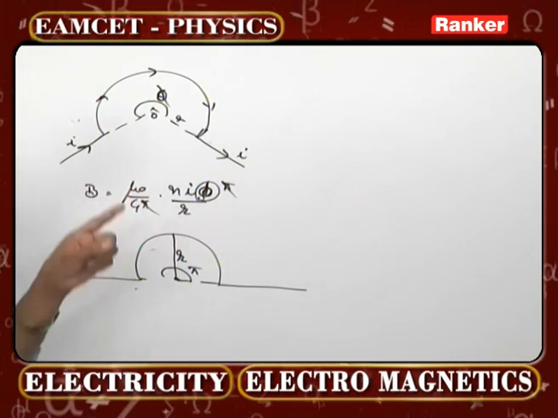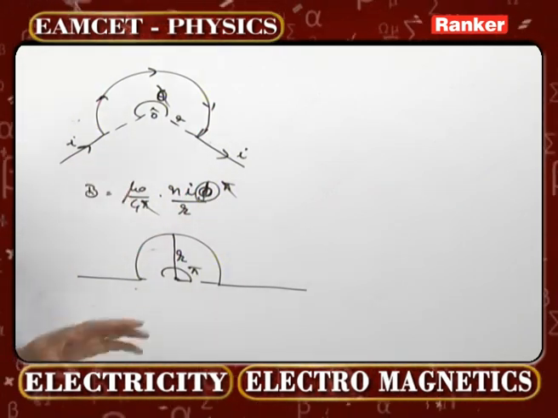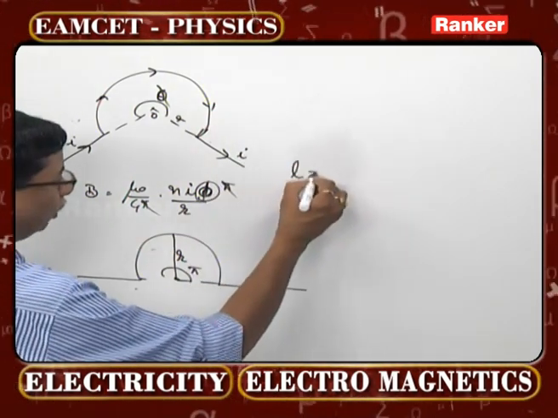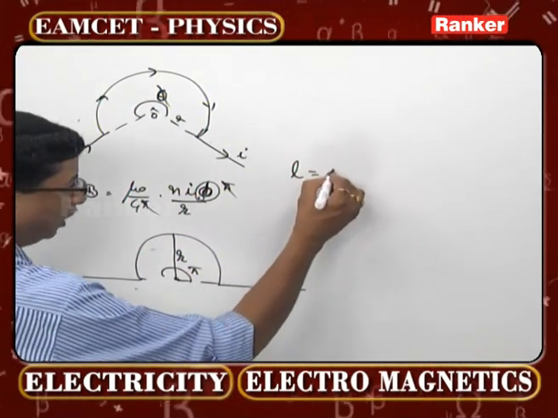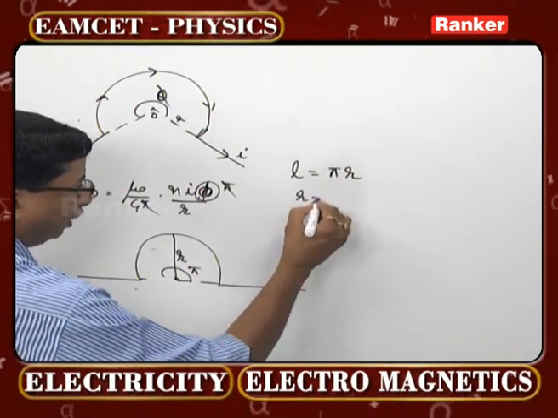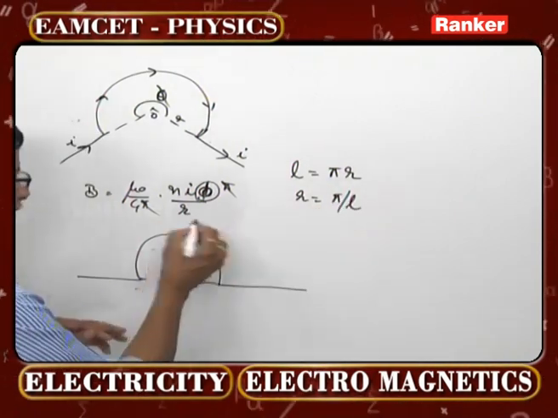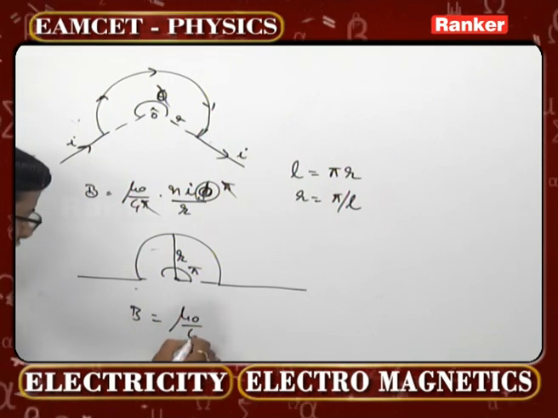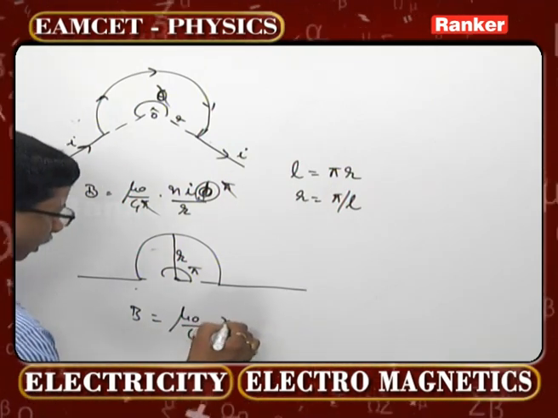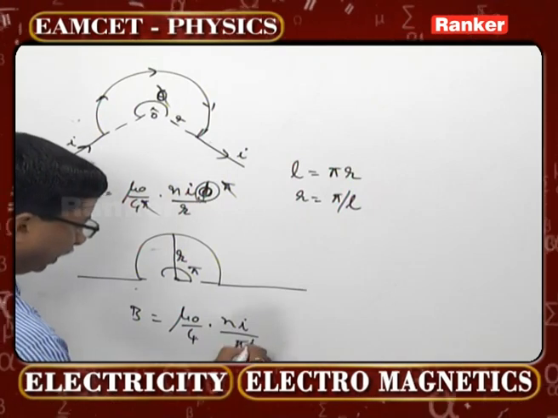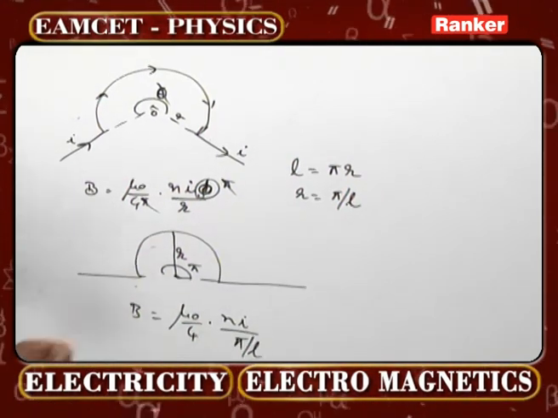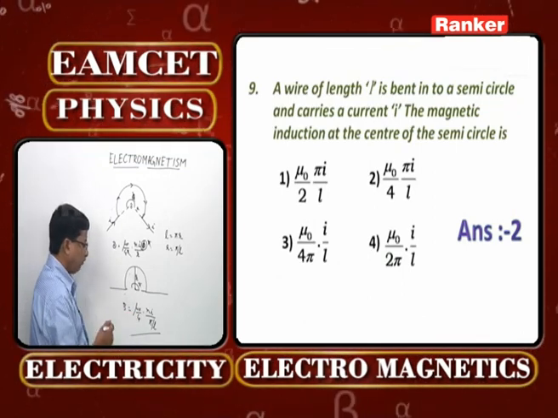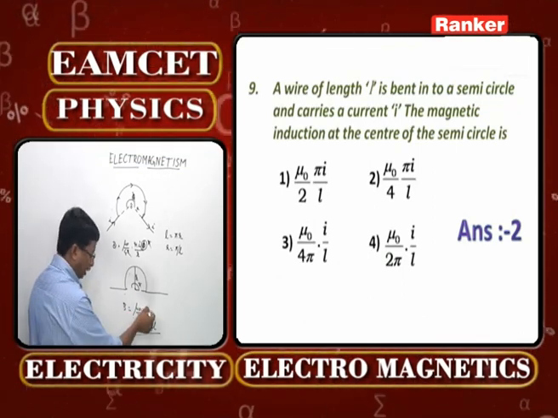But very carefully you should observe, in all the 4 options he is not giving r at all. Then what is to be written? Length is equal to semicircle, that is pi r. Then what should we write? R is equal to L by pi. That one you should write it here. So B is equal to mu naught by 4 into Ni by pi by L. Come on, directly substitute the values and you will be getting the value of second option, that is mu naught by 4 into pi into I by L.